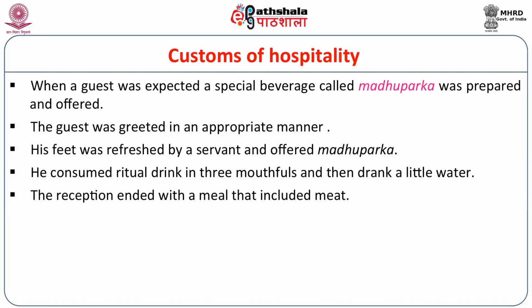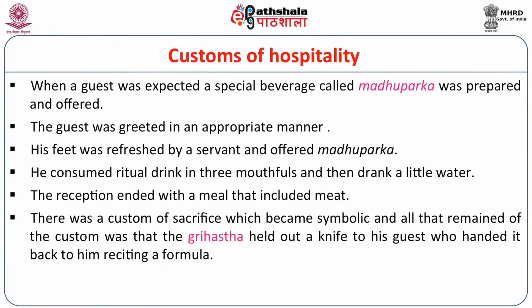The reception ended with a meal that included meat. Even if it is a Brahmana household and the Brahmana does not eat meat, the man of the house would see particularly by himself that meat was properly being cooked. There was a custom of sacrifice which became symbolic, and all that remained of the custom now was that the Grihastha held out a knife to his guest who handed it back to him reciting a formula. This was a kind of ritual purification.